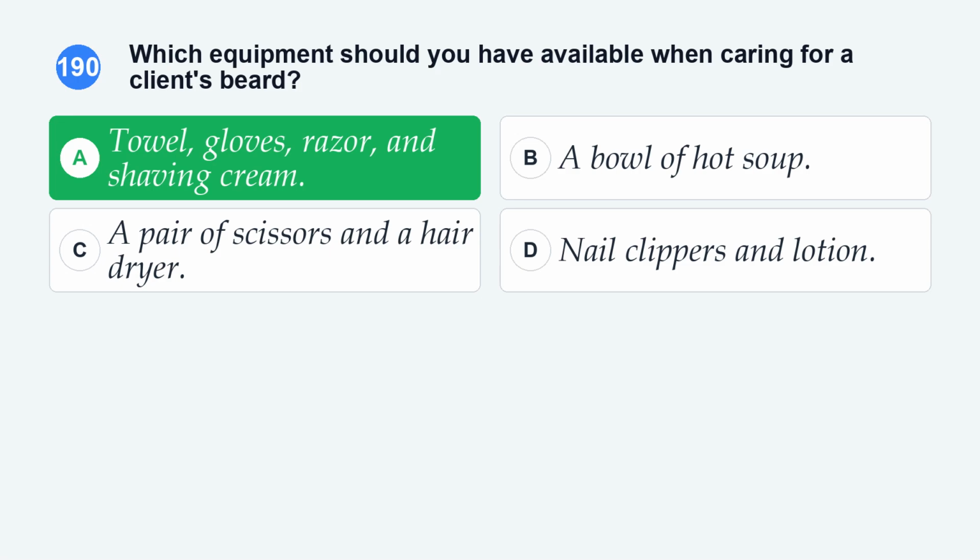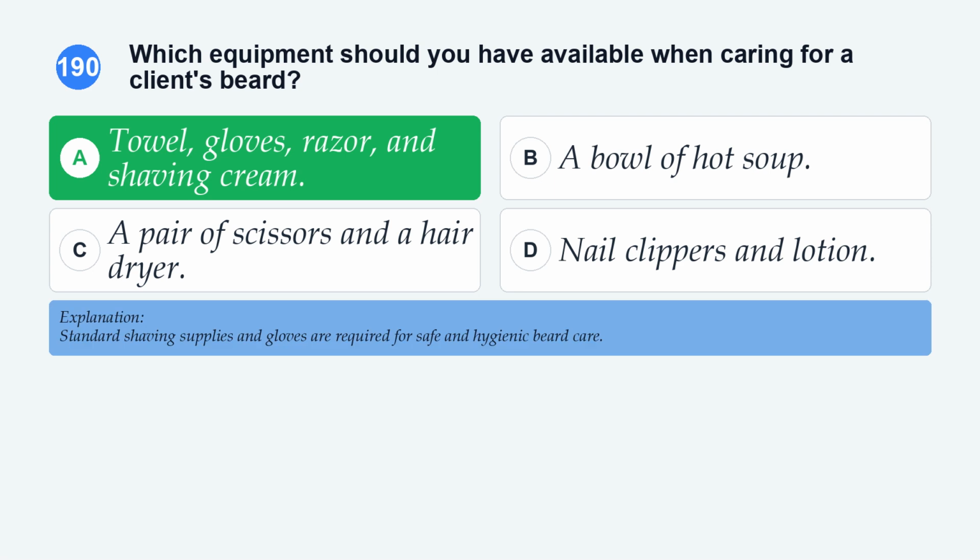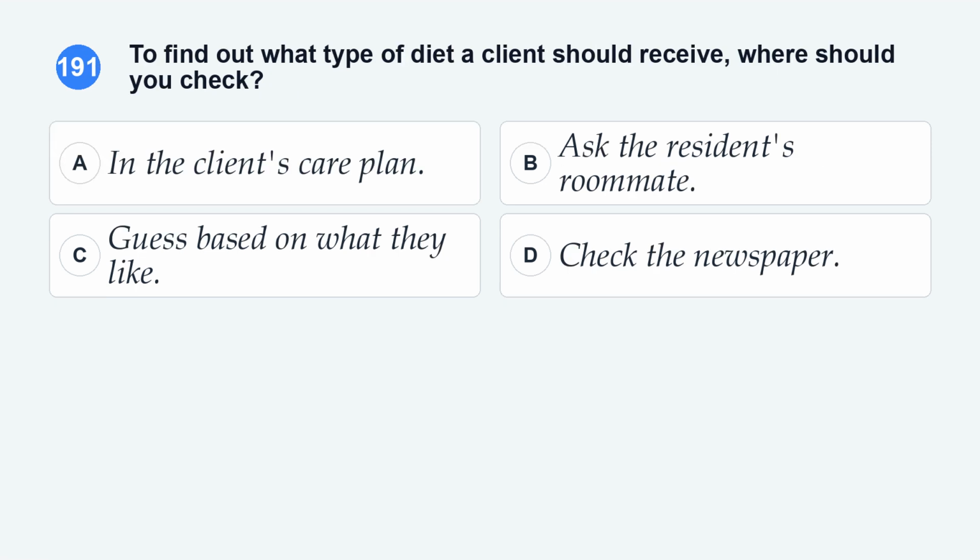The correct answer is option A. Towel, gloves, razor, and shaving cream. Explanation. Standard shaving supplies and gloves are required for safe and hygienic beard care. Question 191. To find out what type of diet a client should receive, where should you check?